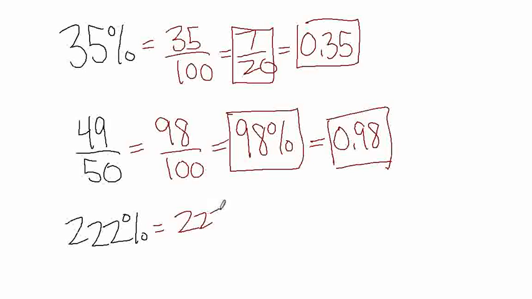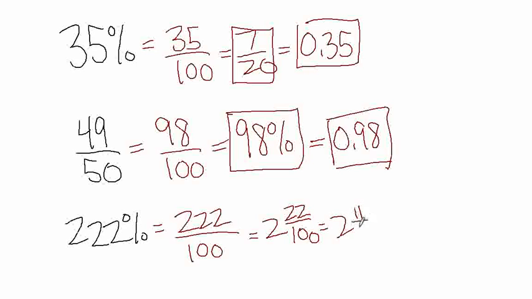So I'll start by dividing 222 by 100, and that's equal to the mixed fraction 2 and 22 over 100. If you like, you can reduce the fraction to 11 over 50. All right, and then as far as the decimal is concerned, you just move the decimal point in the number of the original percent 2 hops to the left, and we get 2.22.